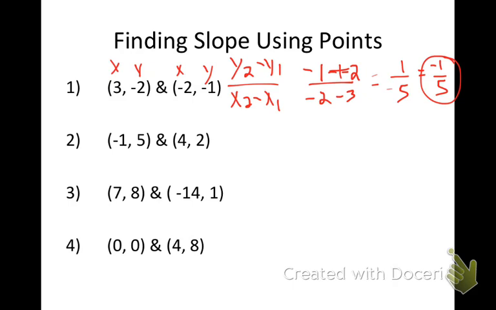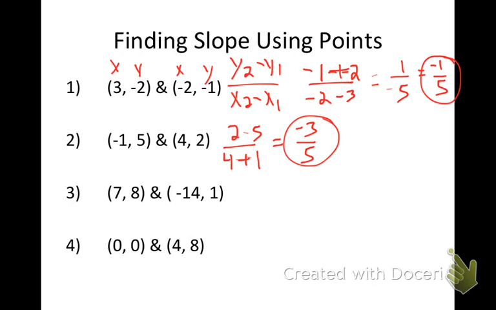All right, so let's look at number 2 here. I want to do a slope formula. So I would say 2 minus 5 over 4 minus negative 1. 2 minus 5 gets me negative 3. 4 minus negative 1 gets me a positive 5. My slope is negative 3/5.